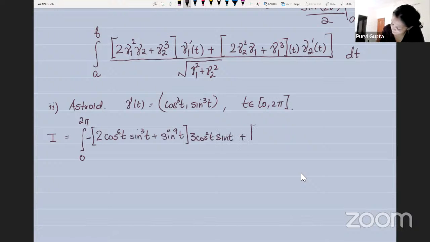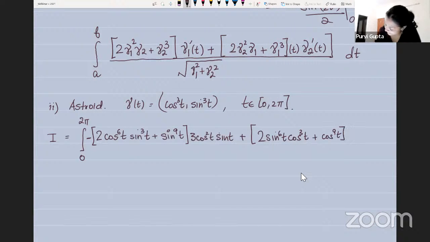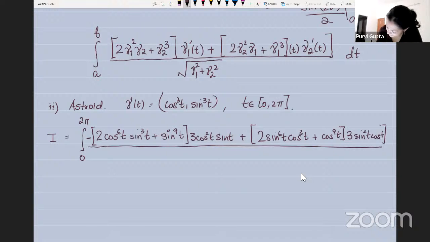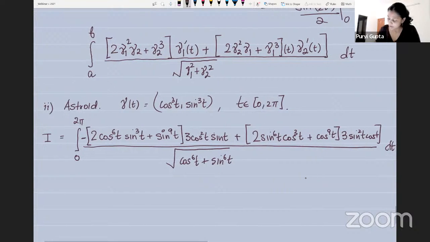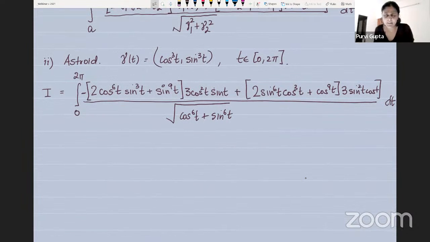And then the whole thing I have to do all over again, but in the opposite way. So sine 6t cos cube t plus cos to the power 9t, and then 3 sine square t cos t. And this time the denominator is not as nice. So we get the square root of cos to the 6t plus sine to the 6t, and dt. Of course, if somebody gave you this integral, you would not want to compute it, but you say, okay, fine, maybe there is a way to think about this.